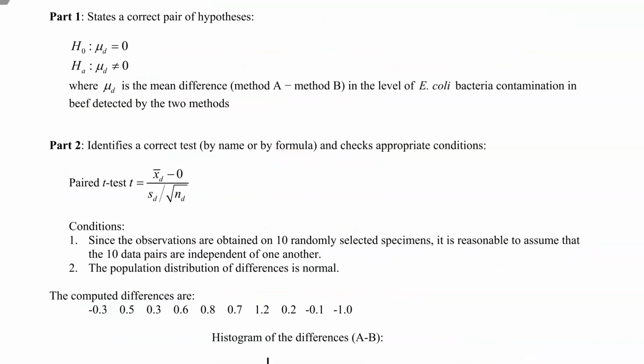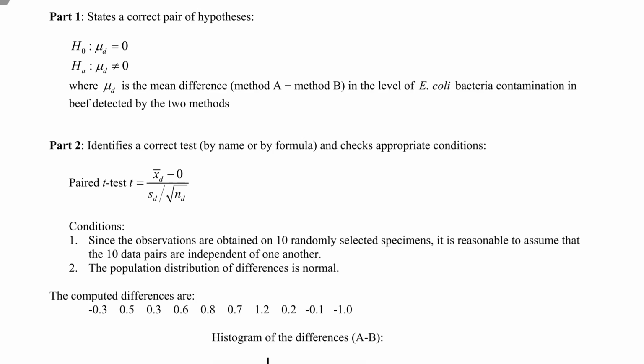Then talk you through the rubric. Here it is. You can see part 1, you got to state the hypotheses. You needed that mu d equal to 0 or not equal to 0, and then to specify that's the mean difference. Part 2, to name the test or put the formula. Name is perfect, so that t-test for mean is great. And to test our conditions.